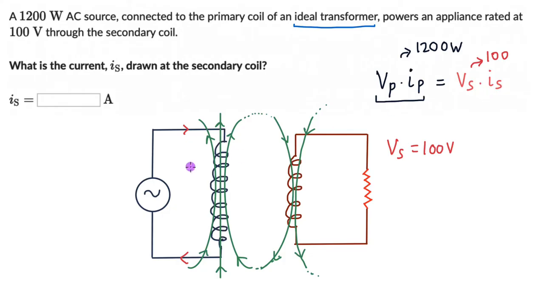Now using this, we can figure out the value of the current that is drawn at the secondary coil. And when we do that, this would be 1200 divided by 100. And this comes out to be equal to 12 amperes. So there is a current of 12 amperes that is flowing in the secondary circuit. And now we can put in 12 amperes over here and check our answers.